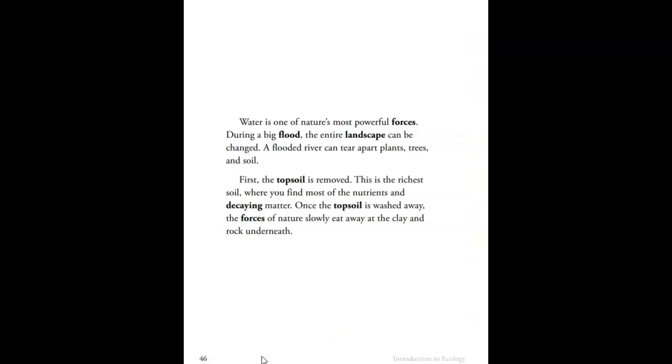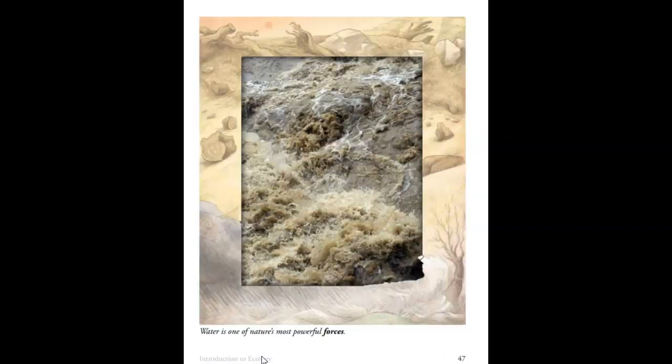Water is one of nature's most powerful forces. During a big flood, the entire landscape can be changed. A flooded river can tear apart plants, trees, and soil. First, the topsoil is removed. This is the richest soil where you find most of the nutrients and decaying matter. Once the topsoil is washed away, the forces of nature slowly eat away at the clay and rock underneath.